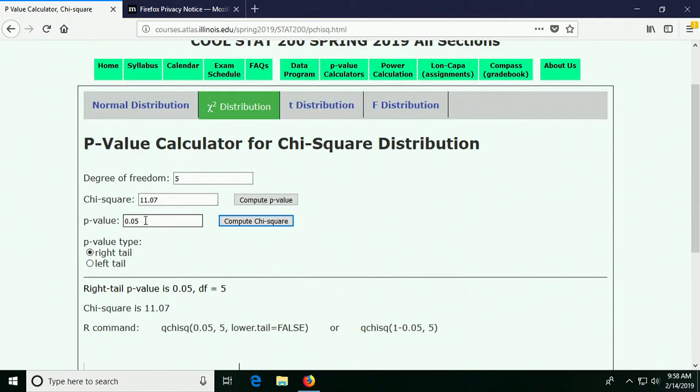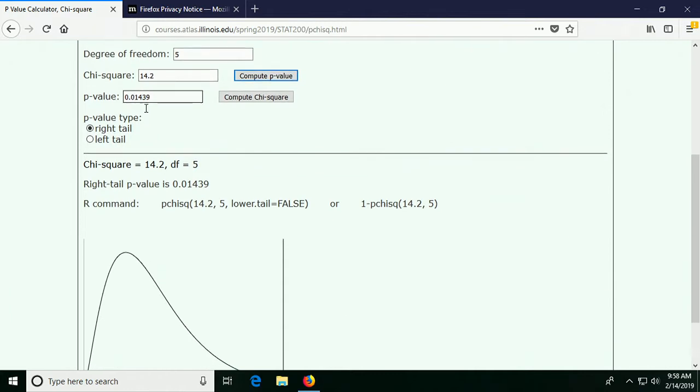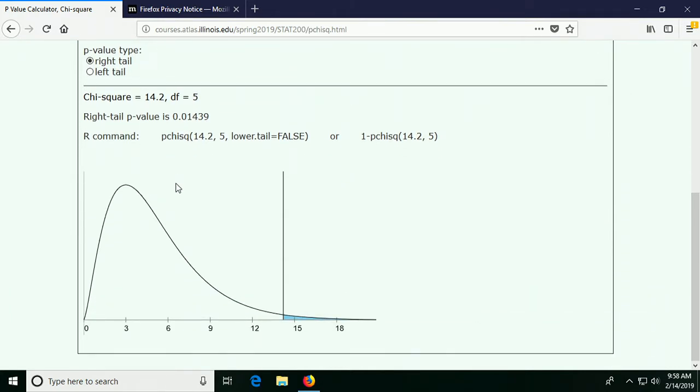What's the cutoff for 1%? You could do that, and you would compute that it's 15. We have our value in between there, and I've already forgotten it, 14.2. What was the p-value? It was 1.4%, as a percent. Okay, now watch what happens.